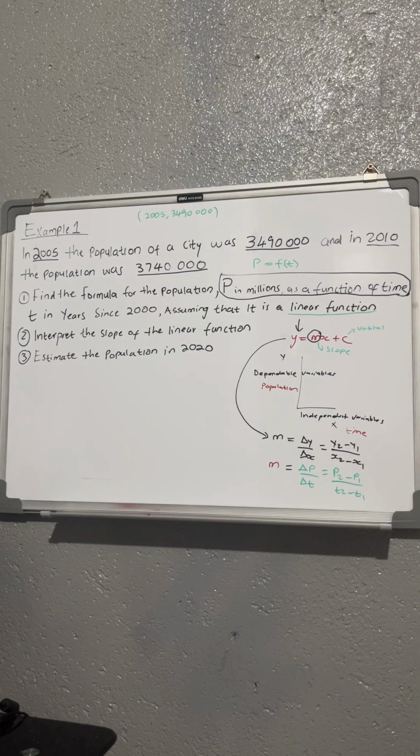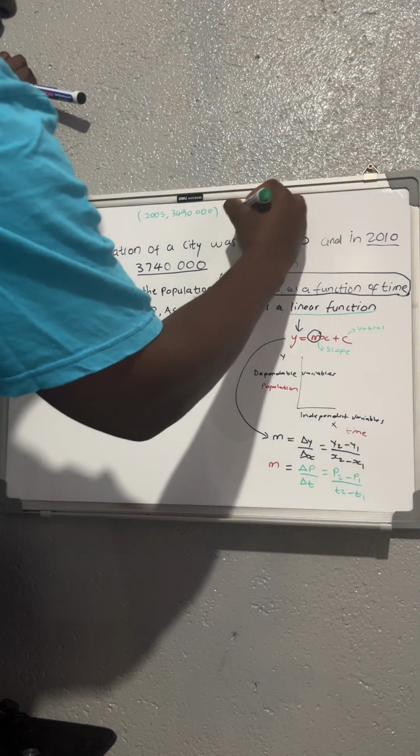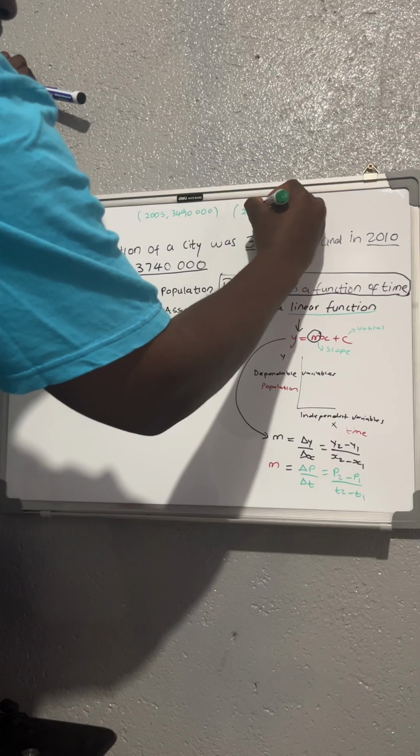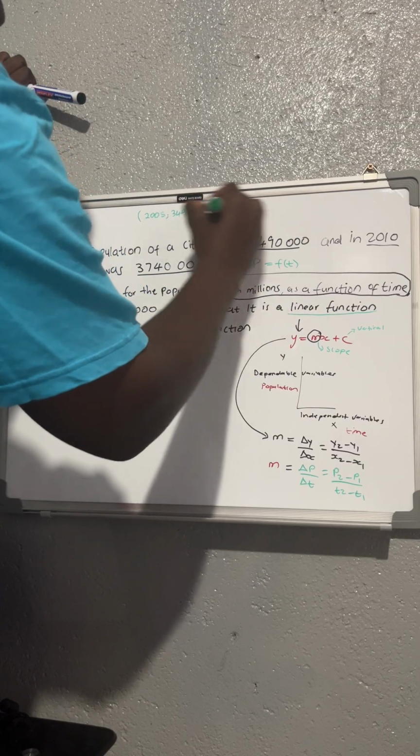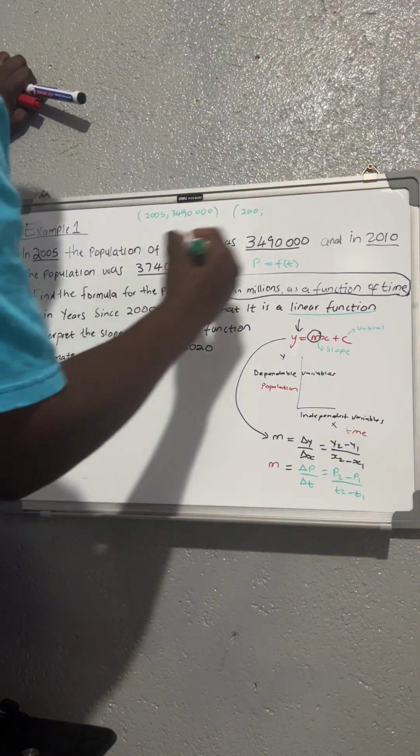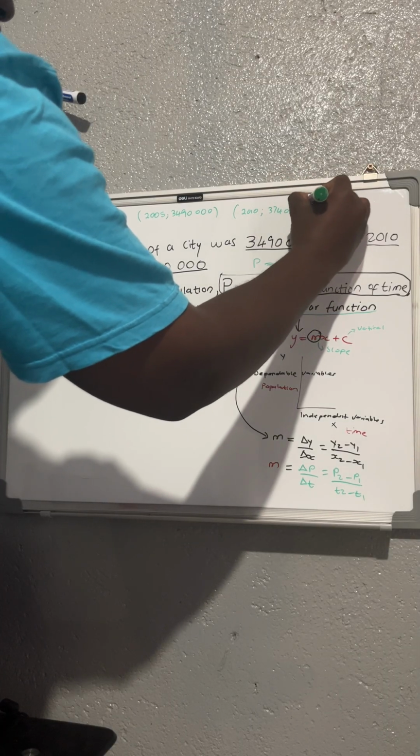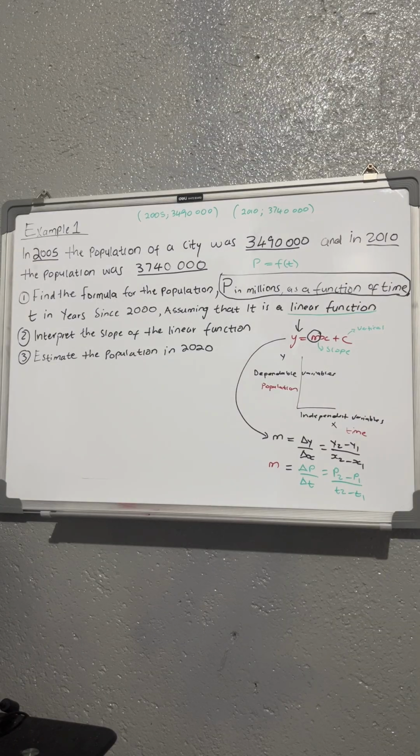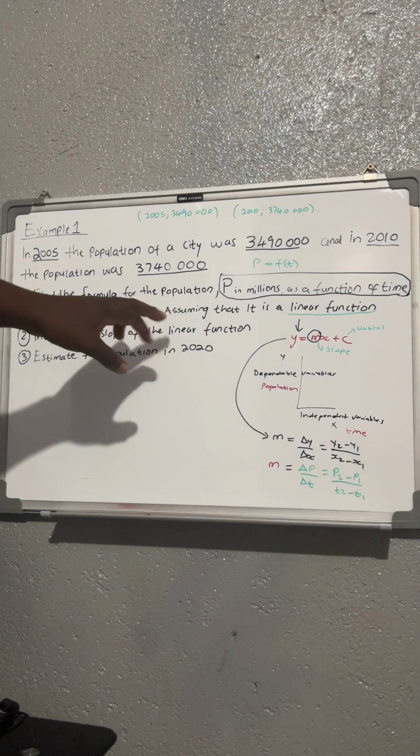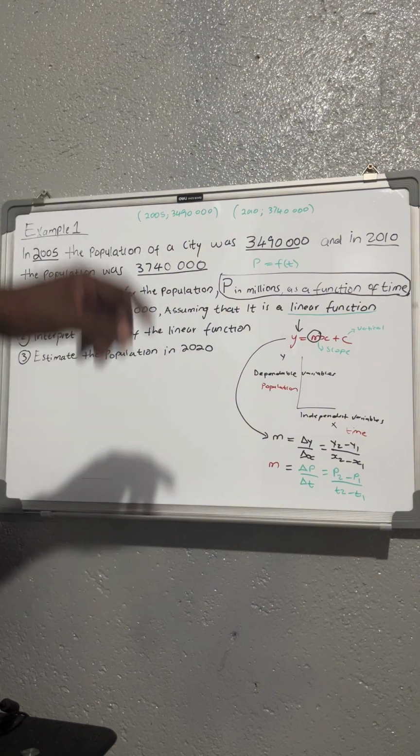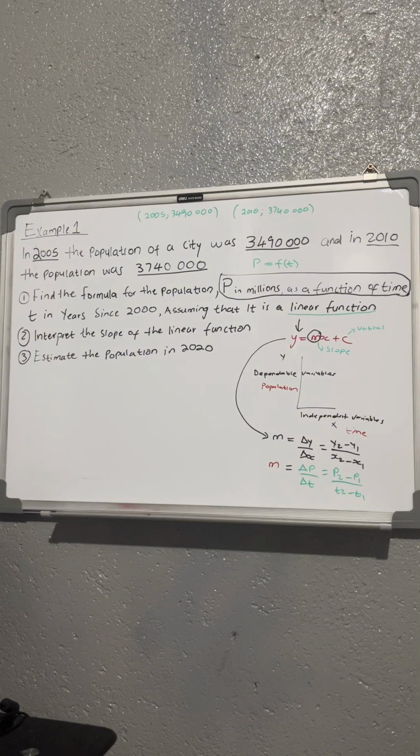Then the second point, we can say we have the 2010 and the 3.74 million. But that's not all. There is one key thing that you have to note and also check for in this type of question. You see, they said find the formula for the population P in millions as a function of time T in years since 2000.